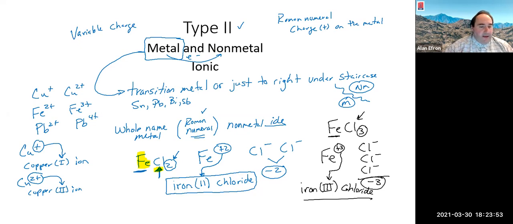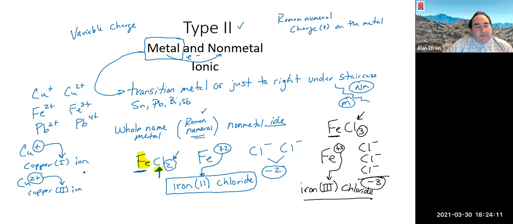So metal, non-metal, the metal is always the important one. Here, the metal is going to have a variable charge because it is a transition metal, and we do need to take it into account.